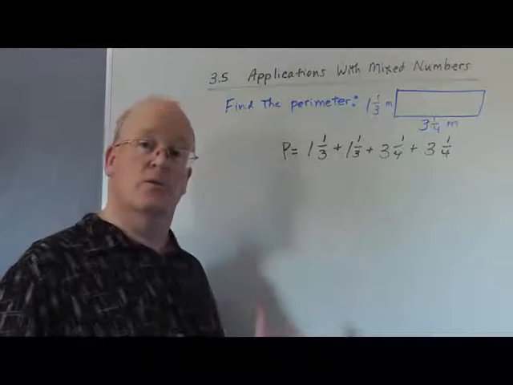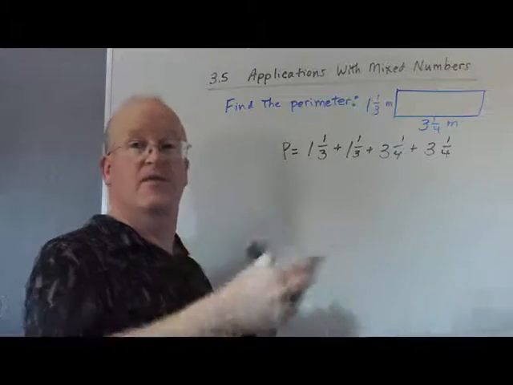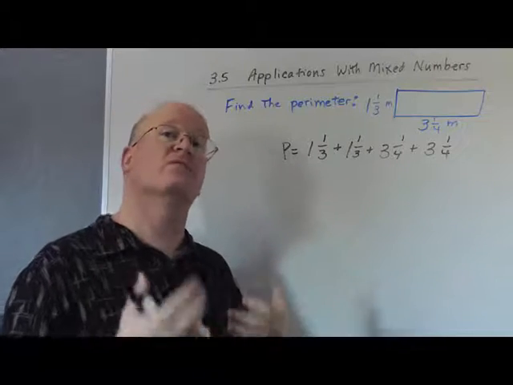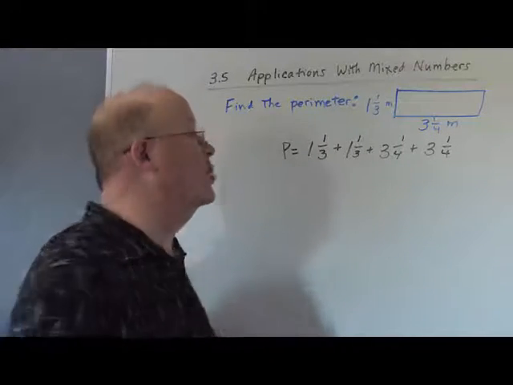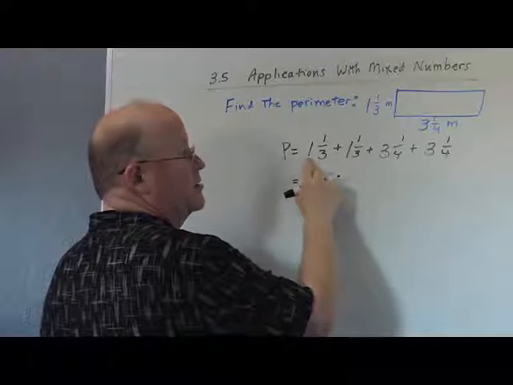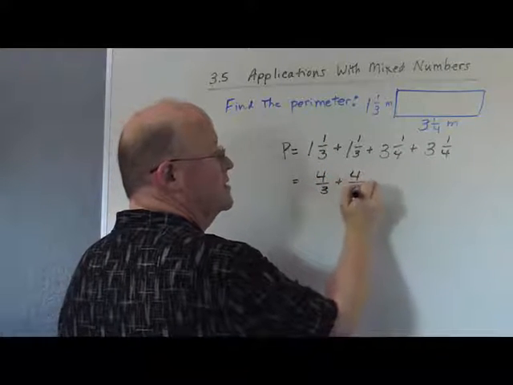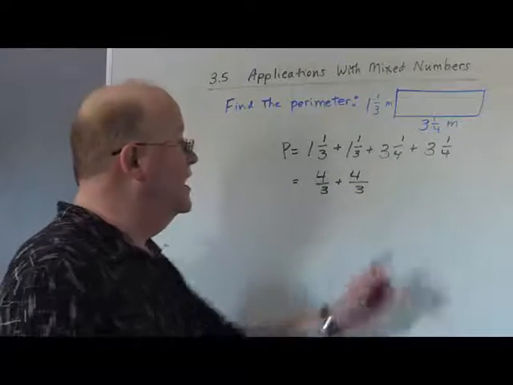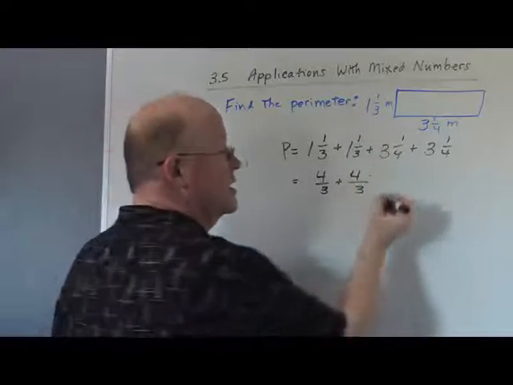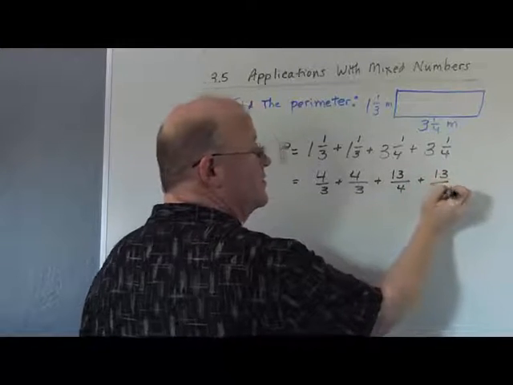Now, as we learned a little while ago, we can either add the whole numbers together first and then add the fraction parts together, or we can put all of these over a common denominator after converting to an improper fraction, which is what I'm going to do here. To convert 1 1/3 to an improper fraction, I'm going to multiply 3 times 1 is 3, plus 1, and write that as 4/3. So I'm going to begin with 4/3 plus 4/3. And with this 3 1/4, I'm going to have 4 times 3 is 12, plus 1 is 13, and write this as 13 over 4 plus 13 over 4.